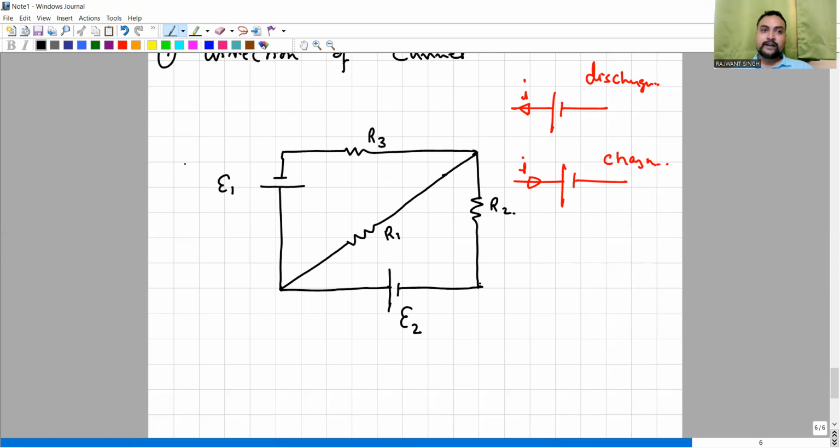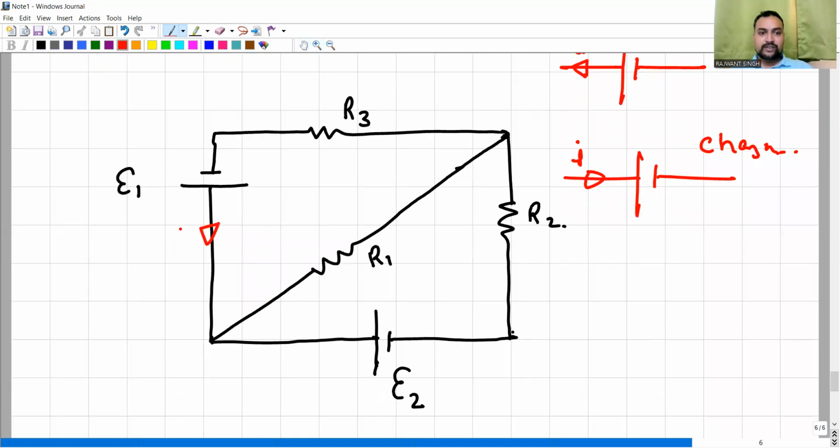All combinations are possible. That means if I start drawing the current here, let's say I take the current I1 from this EMF E1 and current I2 from the EMF E2. Then I1 and I2 meet at this junction, and in this line here, I1 plus I2 will go through, and at this junction, I2 will come back to the cell it has come from, and I1 will come back to the cell it has come from.